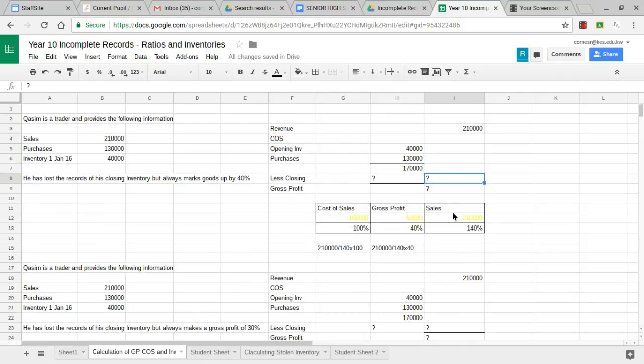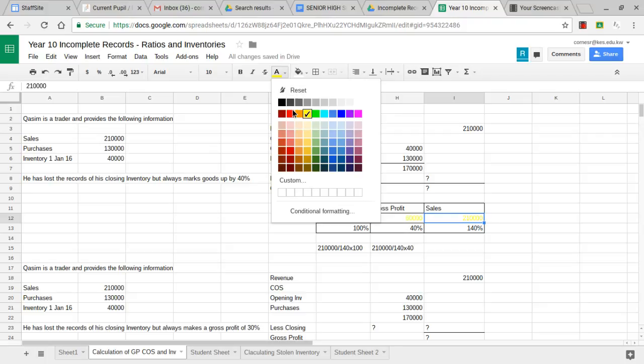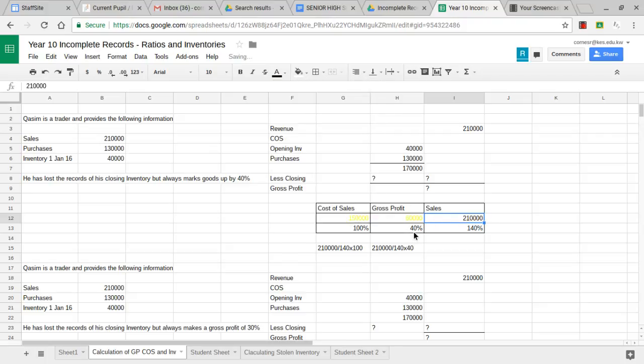So there's something that we need to remember. If we're marking goods up, the selling price goes up from 100%. So the selling price percentage is going to be 100 plus whatever the markup is. So we know that the selling price is 100% plus 40%, so 140%, and we know that the selling price in terms of value is 210,000.